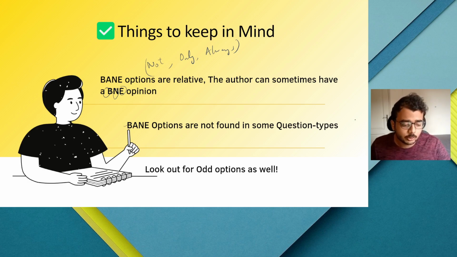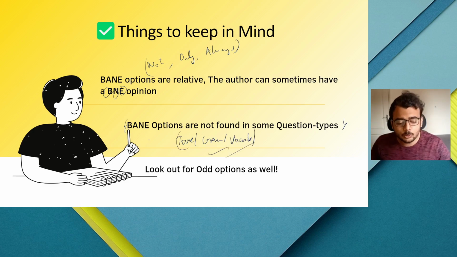और BANE ऑप्शंस आर नॉट फाउंड इन सम क्वेश्चन टाइप्स, और BANE ऑप्शंस कैन नॉट बी यूज्ड इन सम क्वेश्चन टाइप्स. लाइक टोन बेस्ड क्वेश्चन में कैसे यूज करोगे, ग्रामर में कैसे यूज करोगे, वोकैबुलरी में कैसे यूज करोगे. ओके, सो यू हैव टू कीप दिस इन माइंड एज वेल, और लुक आउट फॉर ऑड ऑप्शंस एज वेल.